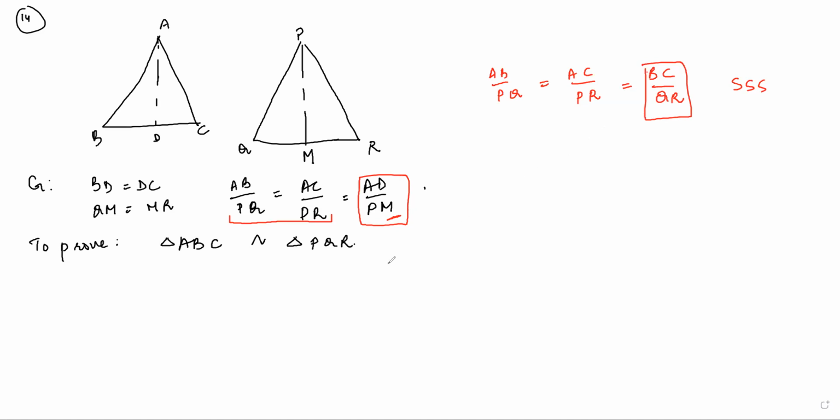So to do this, in this question, we will do one construction, Martin, because we want to use the midpoint theorem here. We will draw a line DE which is parallel to AC, and similarly we will draw a line MS parallel to PR. So the construction here is: draw DE parallel to AC and MS parallel to PR.